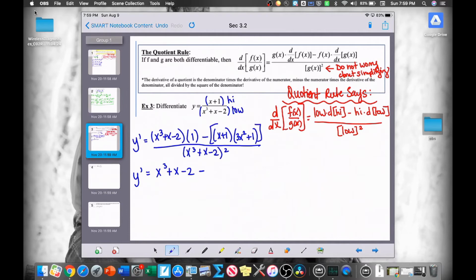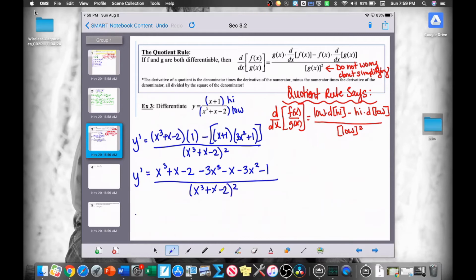So 3x squared times x times negative 1 is going to give me negative 3x cubed. My outers times negative 1 gives me negative x. My inners is going to give me negative 3x squared. And my last is going to give me a negative 1. And this is divided by x cubed plus x minus 2 quantity squared.